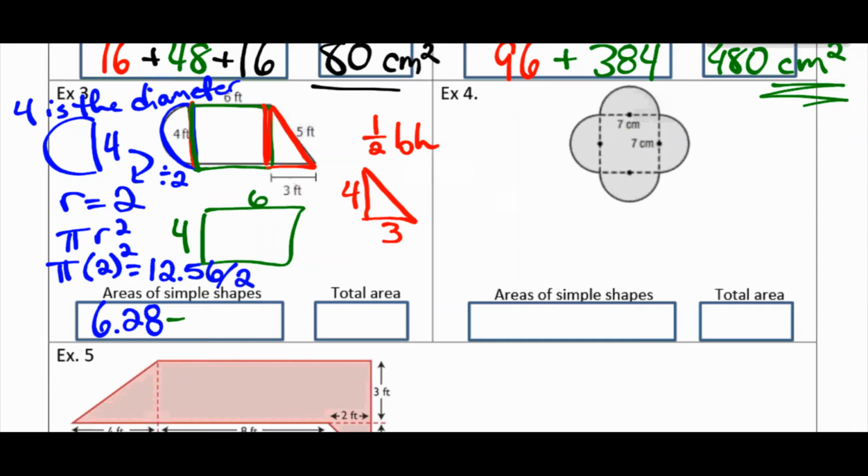That's my half circle, plus length times width for that rectangle is 24, plus 1/2 base times height for this triangle is 6. So my final area is 36.28 feet squared. It's whatever units you have, with that squared on the top right of it.